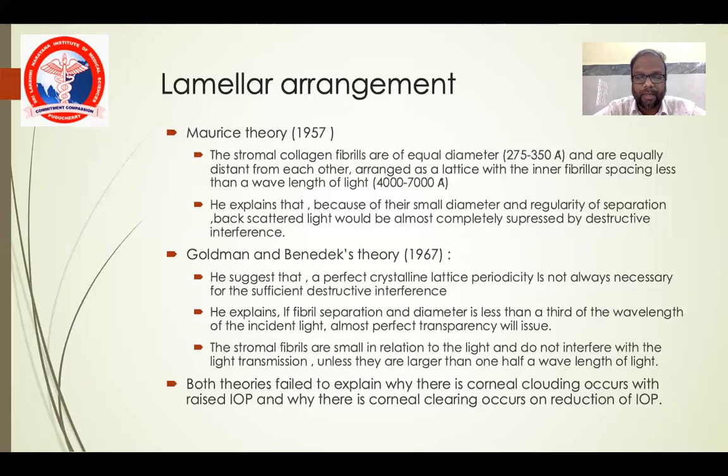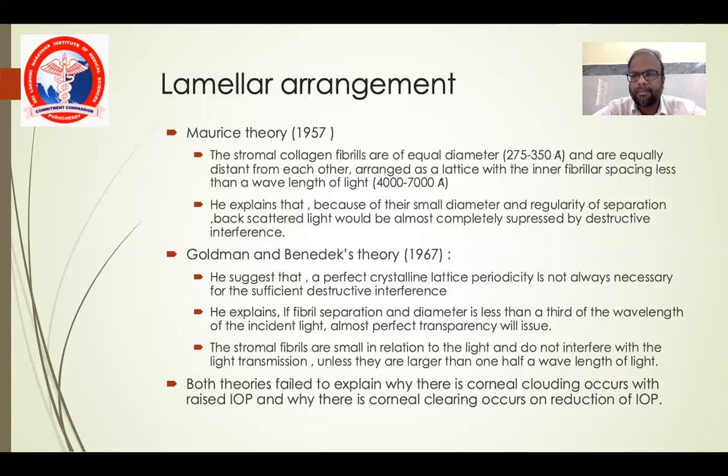The stromal fibrils are small in relation to the light, and they do not interfere with light transmission unless they are more than one half of the wavelength of light. That is, if the size of the fibrils or the interfibrillary distance is less than half of the wavelength, then there is no opacity, no backscatter, and no reflection of the light. Rather, the light is allowed to pass through the cornea, thereby undergoing refraction in the cornea.